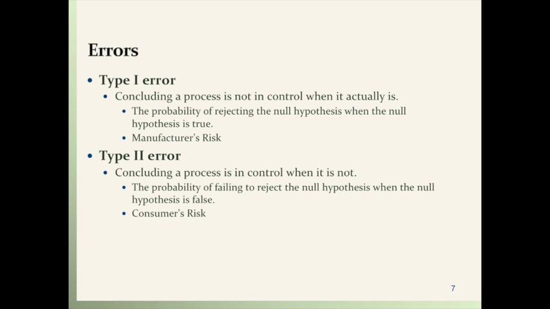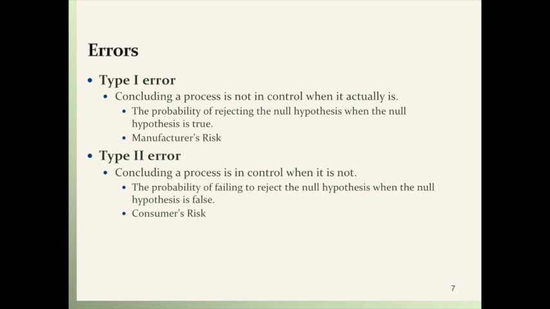So errors, there's 2 types of errors. One is a type 1 error. A type 1 error is you're concluding the process is out of control when it actually is not. You can also think of this as the probability of rejecting the null hypothesis when the null hypothesis is true. And sometimes you look at this as manufacturer's risk.